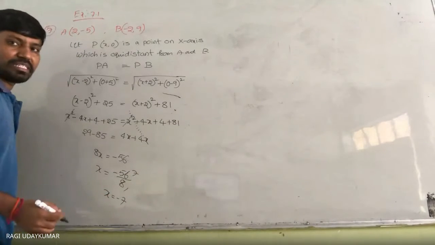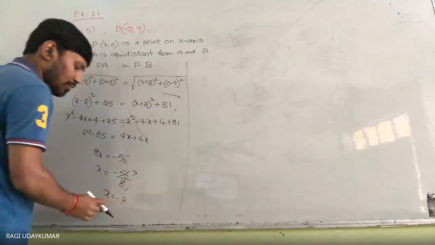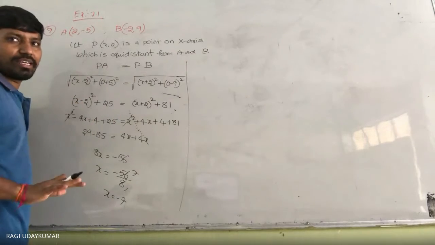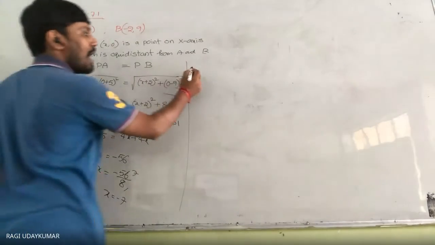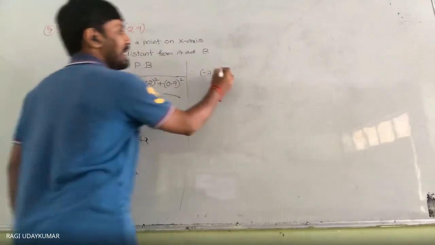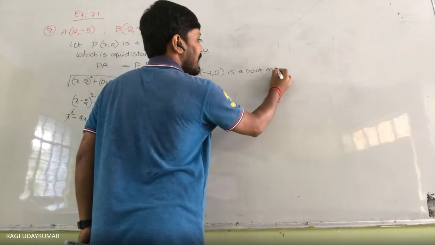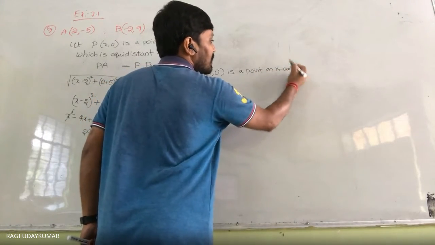The problem is not completed. क्वेश्चन क्या पूछ रहे हैं? बहुत ज्यादा लोग x हम लोग मान लिया. x फाइंड आउट करना सॉल्यूशन नहीं है. So therefore you have to write that minus 7 comma 0 is a point on x-axis. Like this conclusion compulsory you need to write.